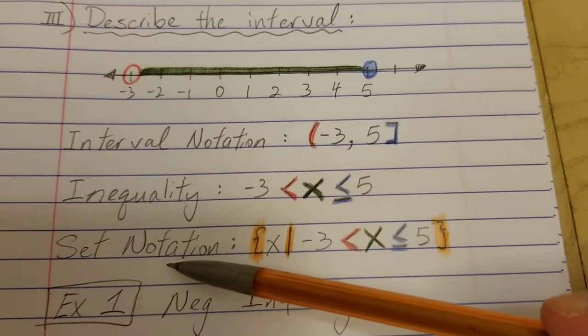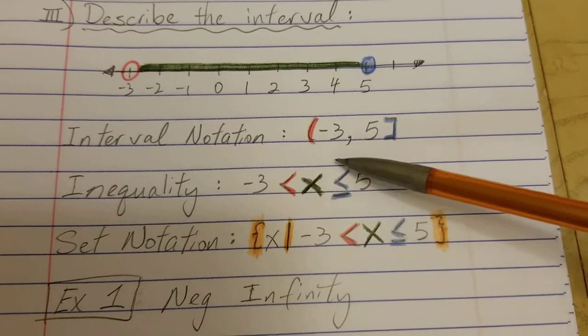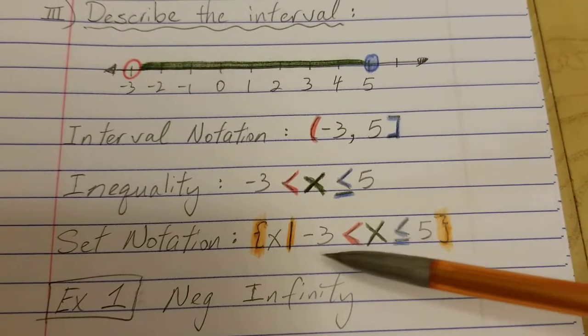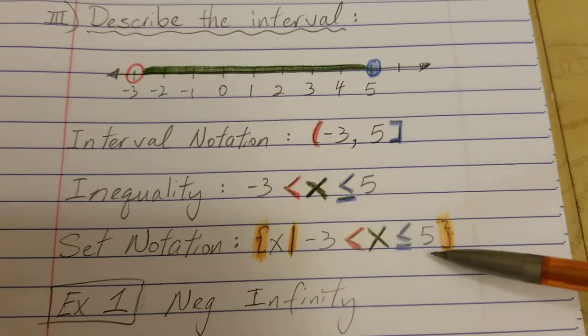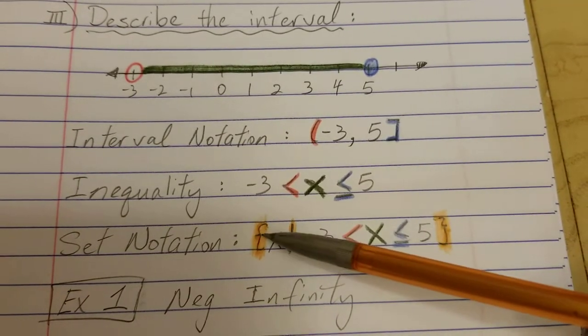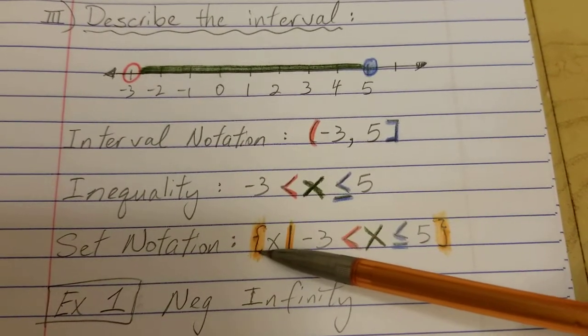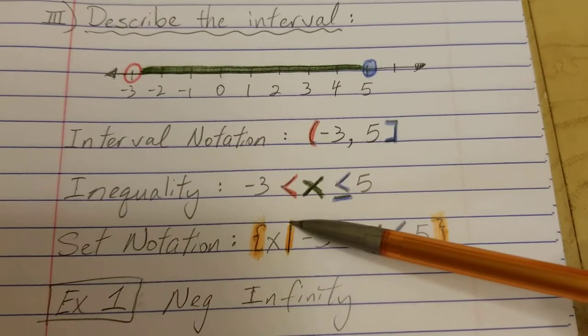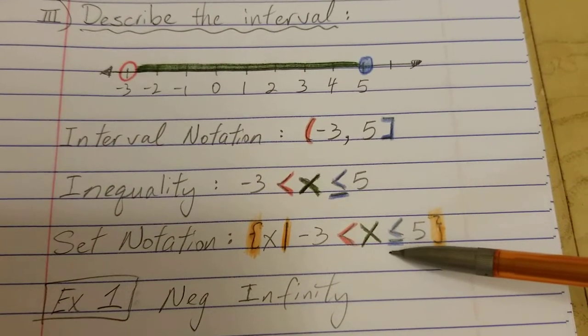With a set notation, you just have to copy the inequality and put it into the set. And the set looks like the squiggly bracket with a bar right there in front of X and an inequality inside.